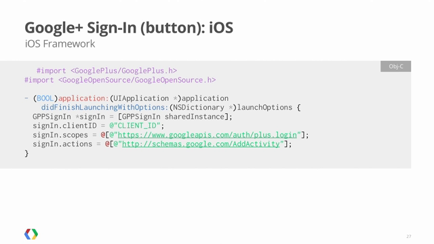Similarly, we have a native SDK for iOS. To start the sign-in flow, you would need to configure the GPP sign-in shared singleton instance. Then you can go ahead and make authenticated calls once the user authorizes your app.